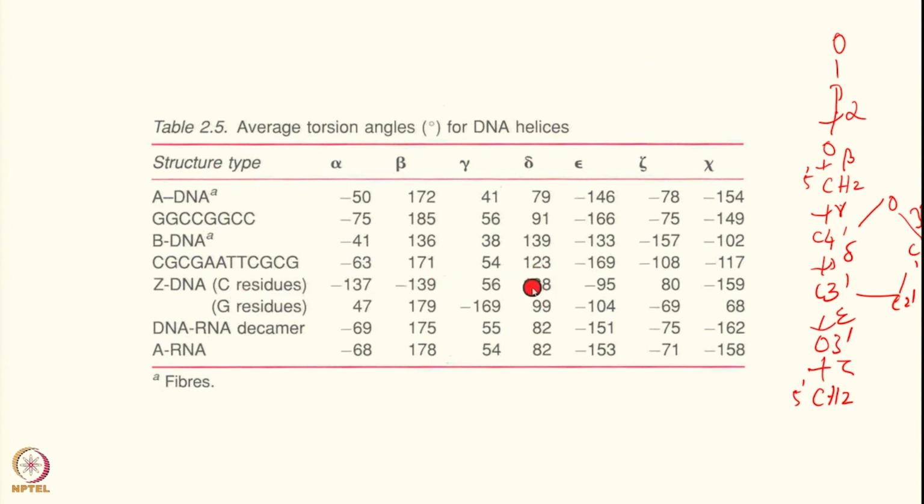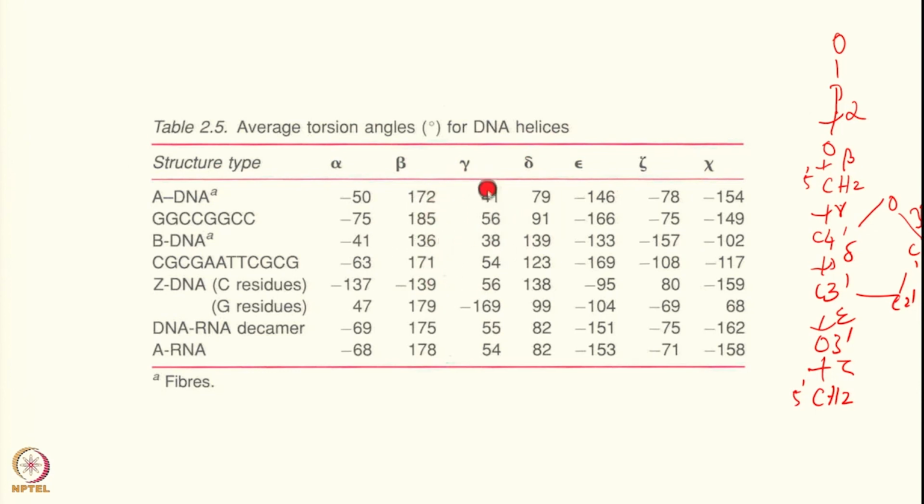So one of them has the C2 prime endo kind of a thing, the other one has a C3 prime endo kind of a structure, okay. And the beta torsion angle is mostly around the trans value, except for this particular one, where it is 136; otherwise it is mostly around the 180 value roughly.